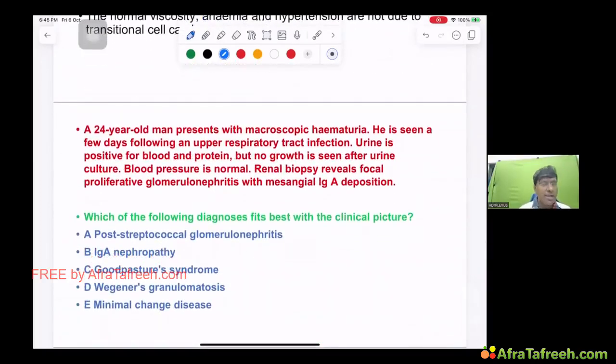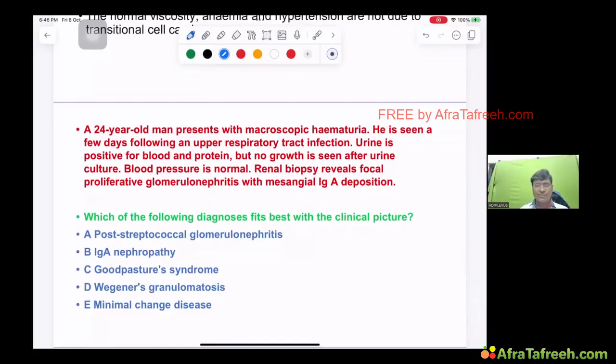Right. A 24-year-old man presents with microscopic hematuria. He is seen a few days following an upper respiratory tract infection. Urine positive for blood and protein. No growth seen after urine culture. Blood pressure normal. Renal biopsy reveals focal proliferative glomerulonephritis with mesangial IgA deposition.